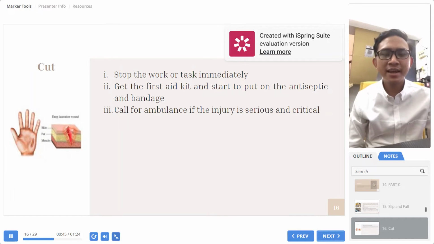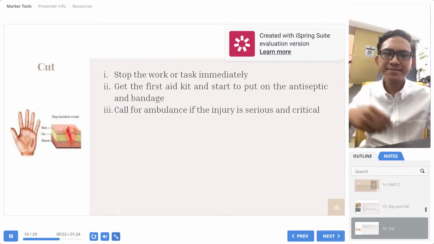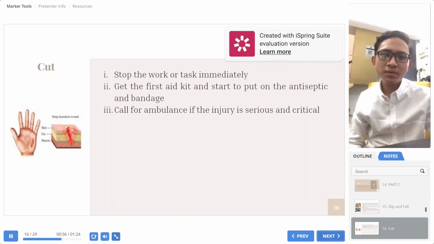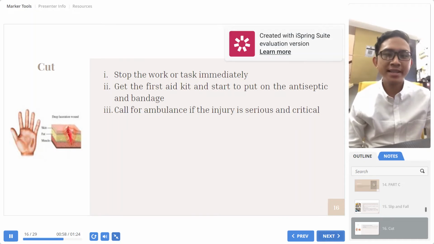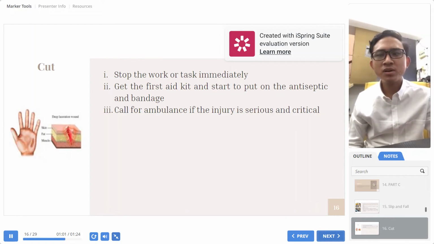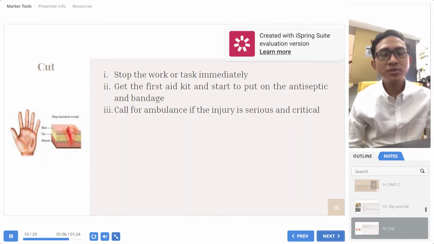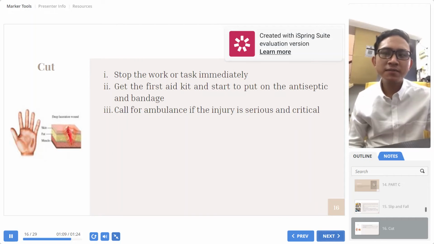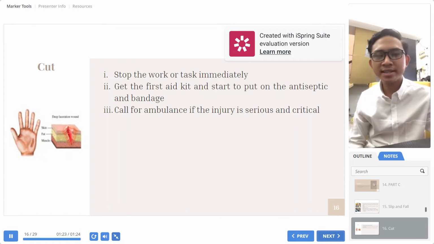Such accidents can happen because of the poor handling of the tools, machines or equipment by the workers themselves. What can we do if a cut injury happens on the site? First of all, we have to stop all the tasks or work that have been given immediately. Then we have to get the first aid kit and start to put antiseptic and bandage on the cut injury. Otherwise, we have to call for an ambulance if the injury is serious and more critical.